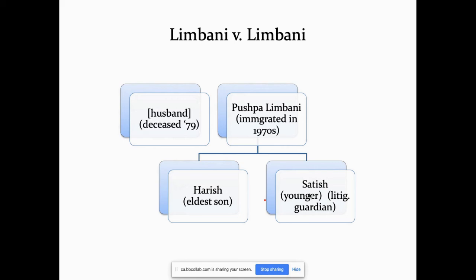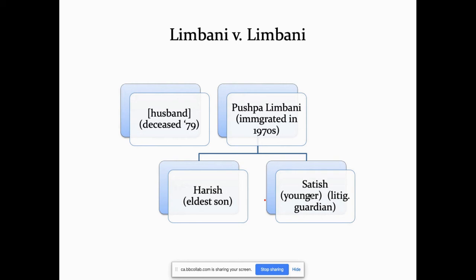So he advances this claim. Harish brings a motion saying, wait a minute, she's not under a disability, and if she's not under a disability, then the whole claim is thrown out immediately, right? Because he can't be a litigation guardian if she's not actually under a disability.